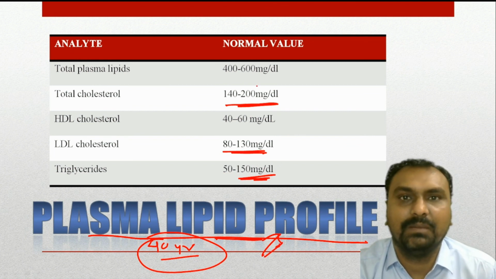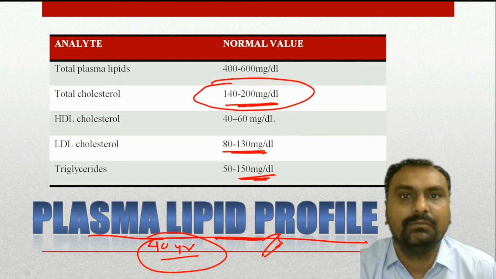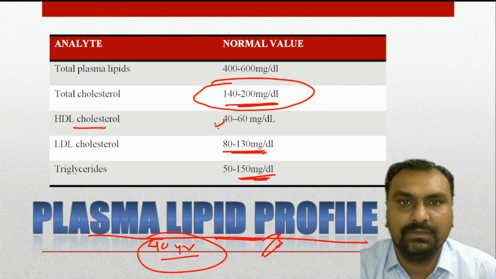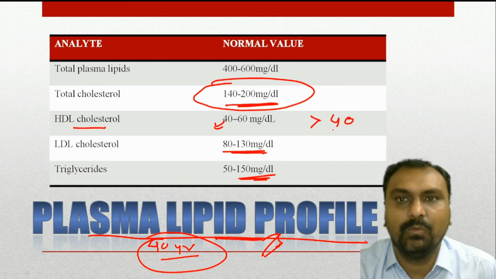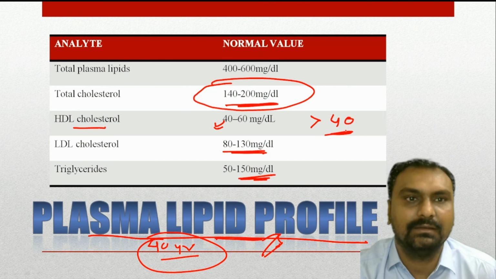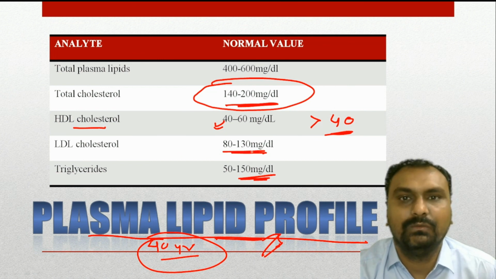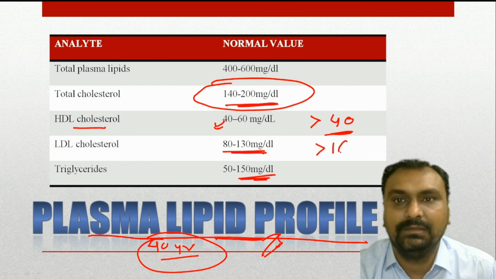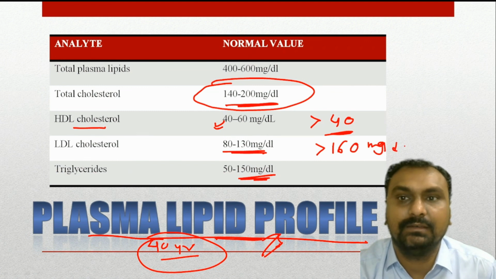The total plasma lipid is 400 to 600 milligram. Out of that, total cholesterol is 140 to 200 milligram per deciliter. HDL cholesterol is 40 to 60. So the HDL should be more than 40 milligram per deciliter, while the LDL level is 80 to 130 milligram per deciliter. If it is more than 160 milligram per deciliter, it is a risk factor.